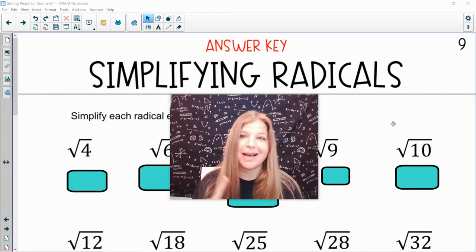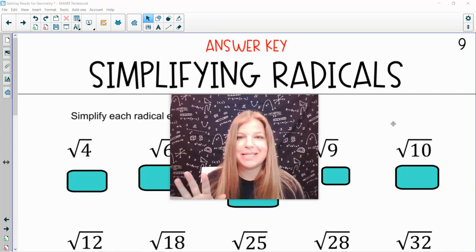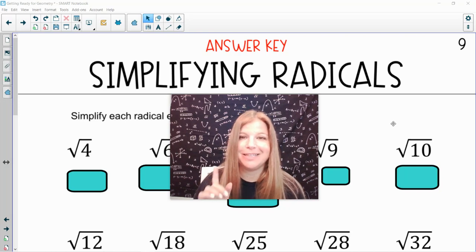1, 4, 9, 16, 25, 36, 49, 64, 81, 100, 121, 144, 169, 196, 225, 256, the list continues. We need to break apart our radicals using those perfect squares. If you need to go back, write those numbers down before we go forward, go for it and join me.